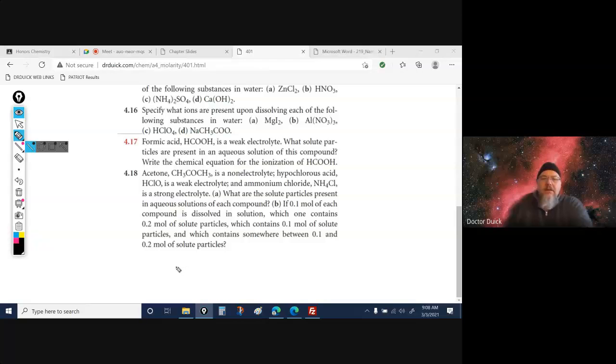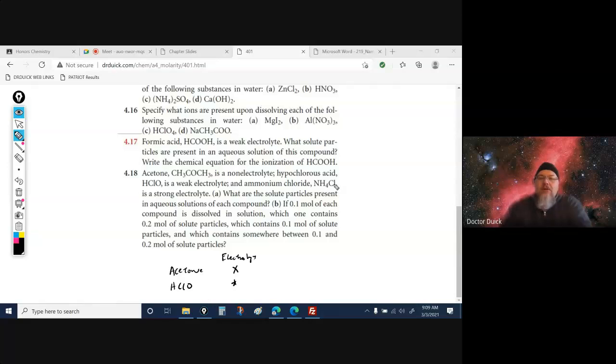So I'm going to write down, here's acetone, right? And this is electrolyte. And it says acetone is non. So I'm going to put a zero, right? Hypochlorous acid, right? So I'm going to say HClO is a weak electrolyte. So I'll give it like 1 star.